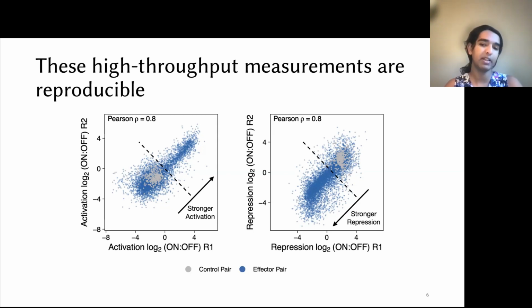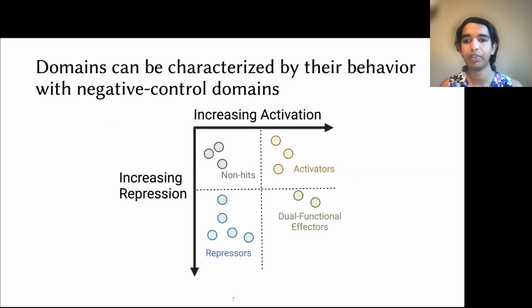And so we were excited by this in part because we hadn't really tested these combinatorial effector domain sets before, and also because at the time we were having a little bit of trouble, but we fixed a lot of the shenanigans that were happening. And so we had these nice, reproducible high throughput measurements for activation and repression. The first thing we really wanted to do was get a sense of what each of the effector domains in this panel were doing with just negative control domains.